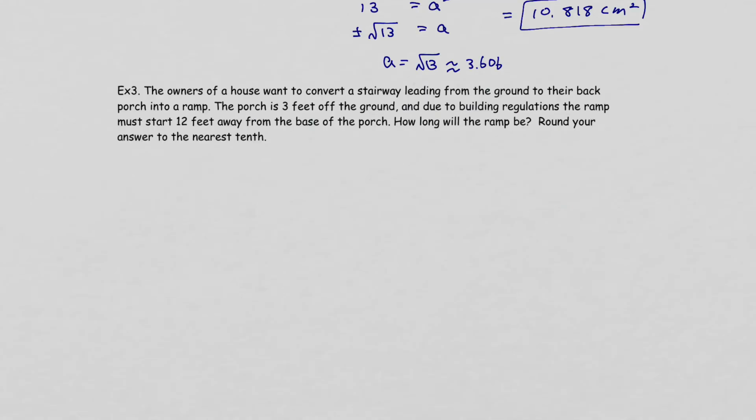So the next problem, this is a little short word problem. The owner of the house wants to convert a stairway leading from the ground to their back porch into a ramp. The porch is 3 feet off the ground, and due to building regulations, the ramp must start 12 feet away from the base of the porch. How long will the ramp be, right?